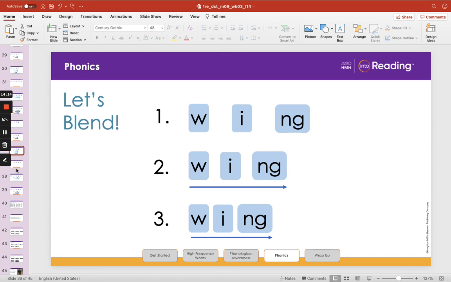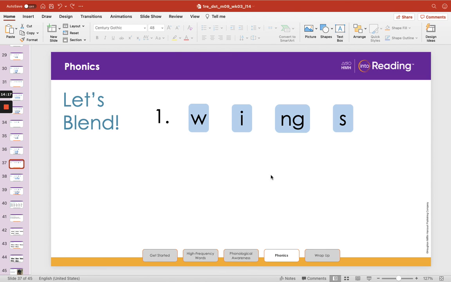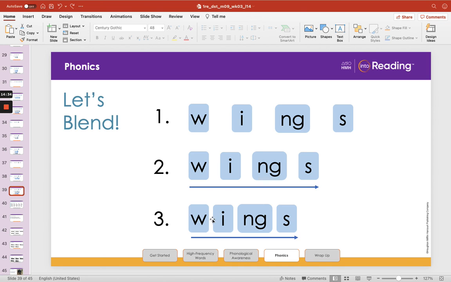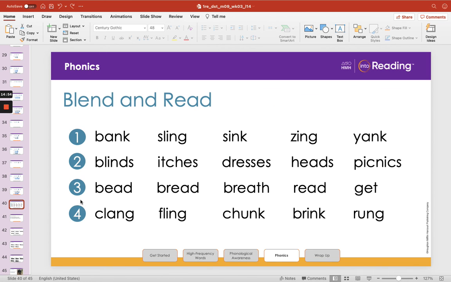All right, so let me change my slide. Now we're going to put an S on the end. And I know that when I add an S to the end, sometimes it says S and sometimes it says Z. So let's read how it changes our word. Wings. That made the Z sound. And let's read our whole word together. Wings. Good job. So how did adding the S change the end of my word? It means more than one wing. The butterfly had 4 wings. Wings, more than one.